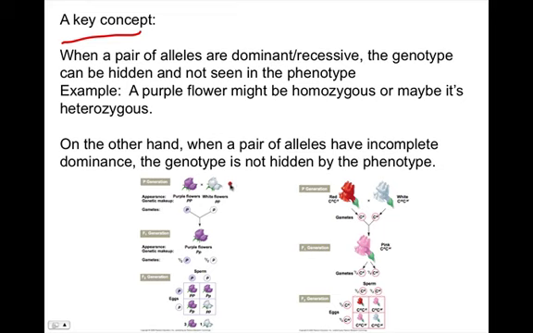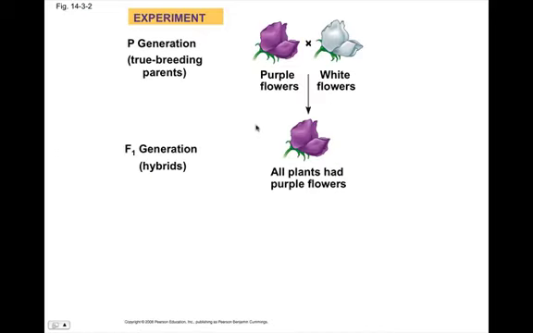So the book will have examples. Here's a dominant recessive example. Here's an incomplete dominant one, and I'm just repeating this. When a pair of alleles are dominant recessive, the genotype can be hidden in some cases and not seen in the phenotype. On the other hand, when a pair of alleles have incomplete dominance, the genotype cannot be hidden like that. So there's no such thing as a carrier.